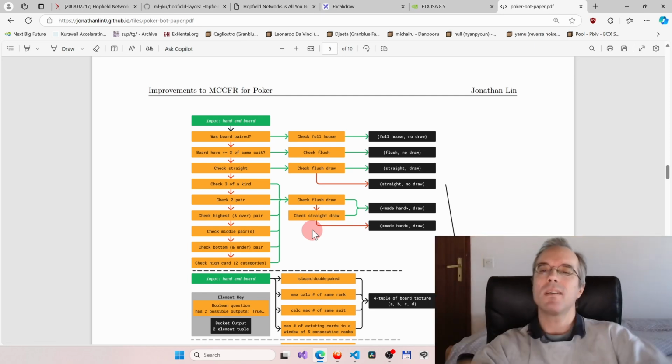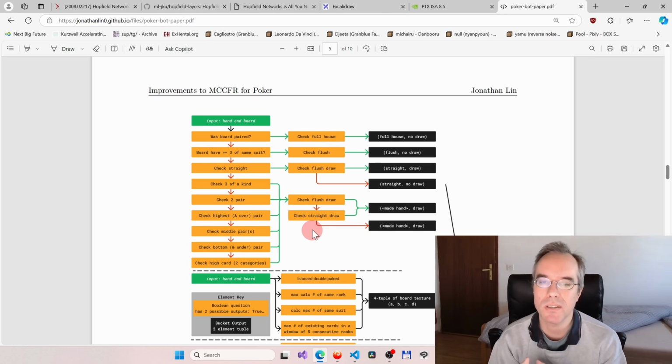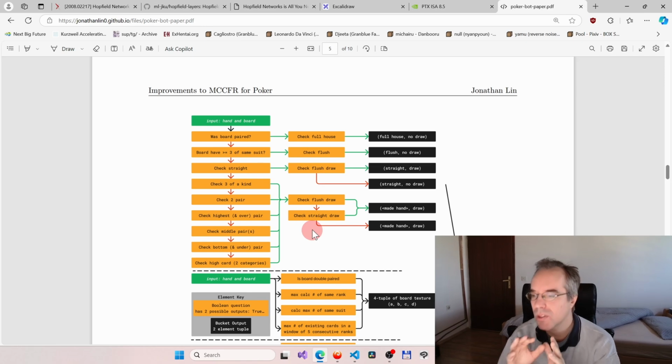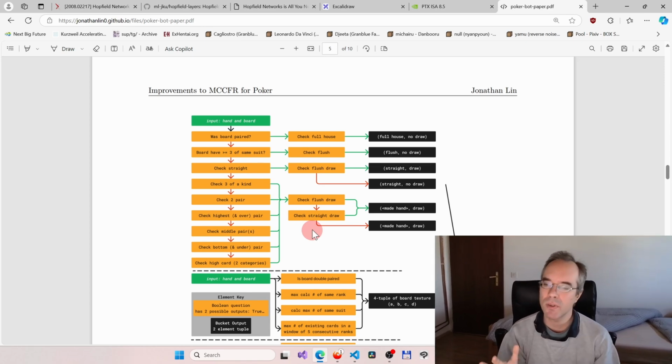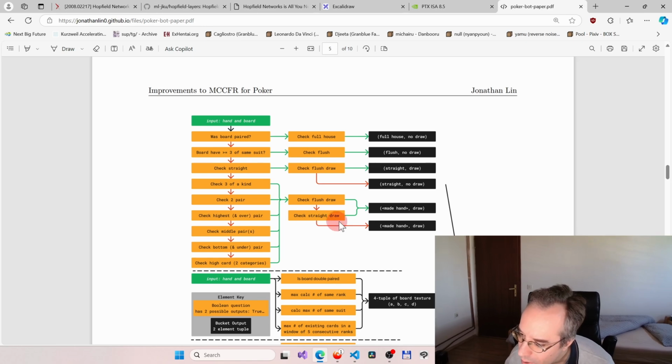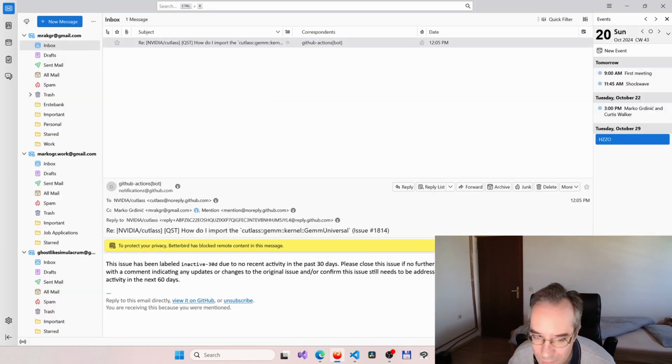We can just put in all the extra information, pretty much whatever we want, to tell the model whether there is a flush draw or a straight draw, or what the current rank of the player's hand is. We could also put in just the rank of the board.